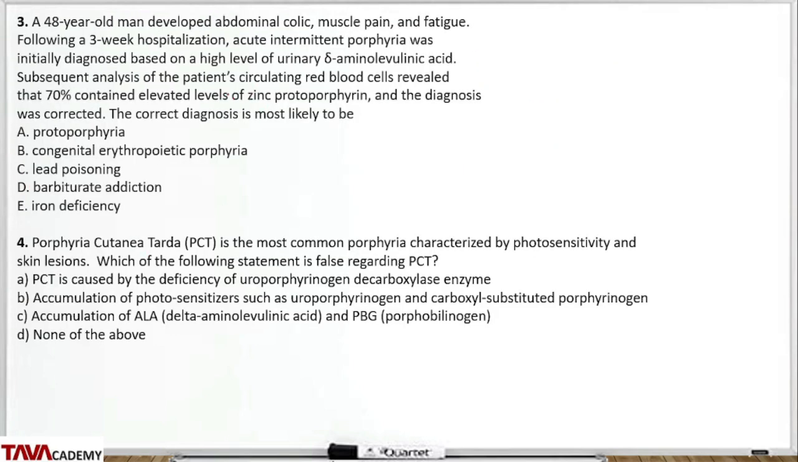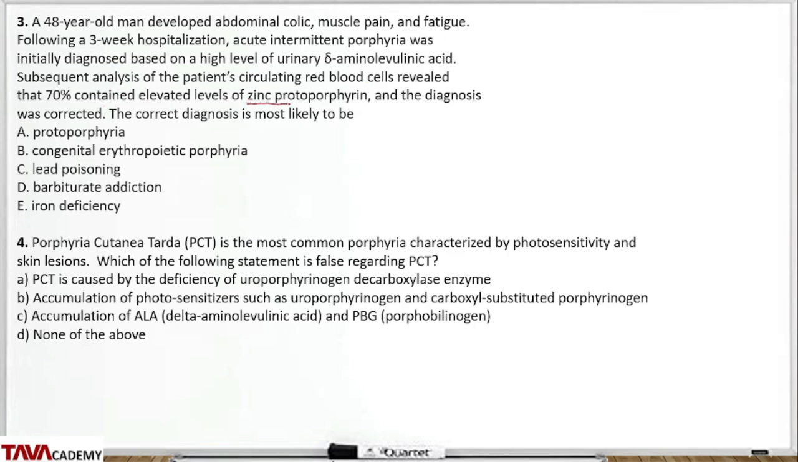Question 3. A 48-year-old man develops abdominal colic, muscle pain, and fatigue. Following a 3 weeks hospitalization, acute intermittent porphyria was initially diagnosed based on a high level of urinary delta amino levulinic acid. Subsequent analysis of the patient's circulating red blood cells reveals that 70% contained elevated levels of zinc protoporphyrin.